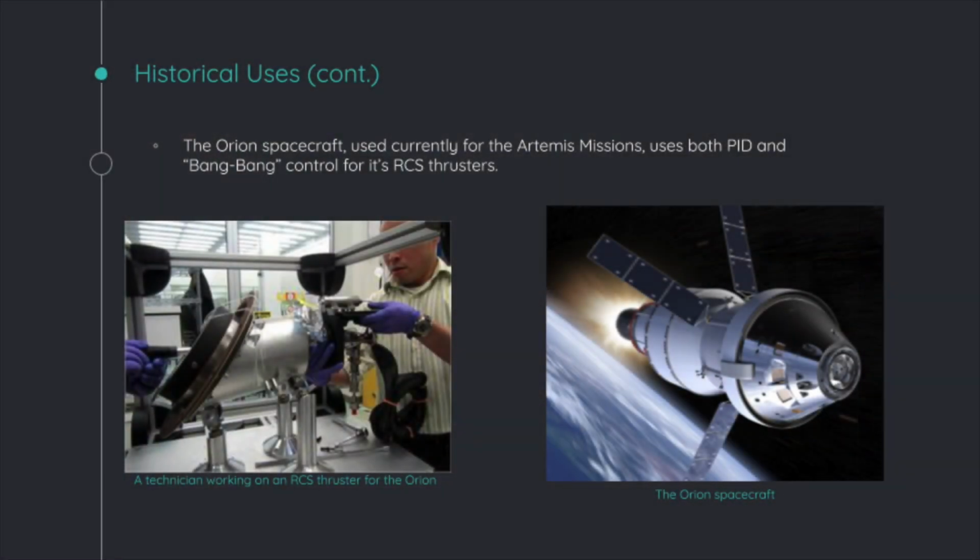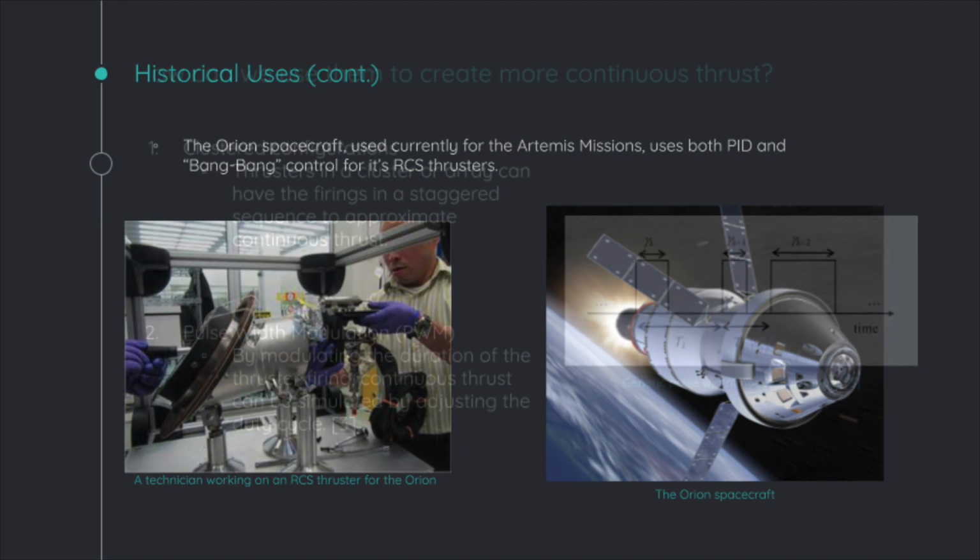One of the more current uses for bang bang control thrusters is on the Orion spacecraft, which is currently being used for the Artemis missions. However, the Orion also makes use of PID control, not just bang bang thrusters, for its RCS.